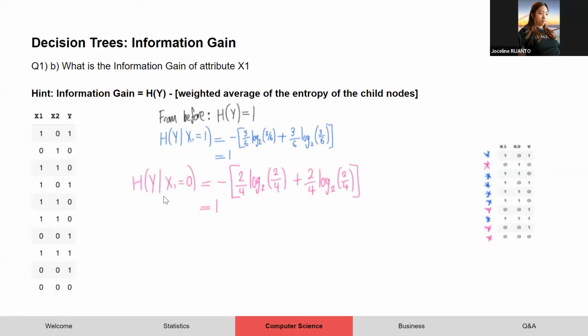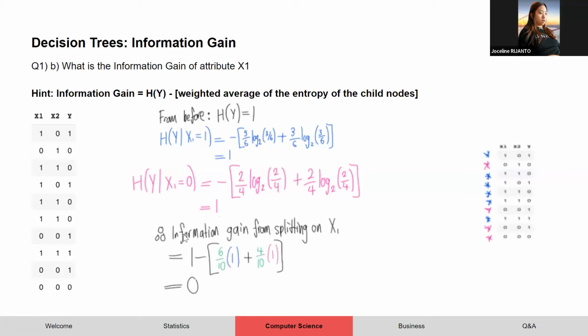Similarly, we have x1 equals 0. When x1 equals 0, we have 4 values: 1, 2, 3, 4. We get 2 values where y equals 1 when x1 equals 0, and we also have 2 values where x1 equals 0 and y equals 0. So we use the similar equation as before, and we get a value of 1.